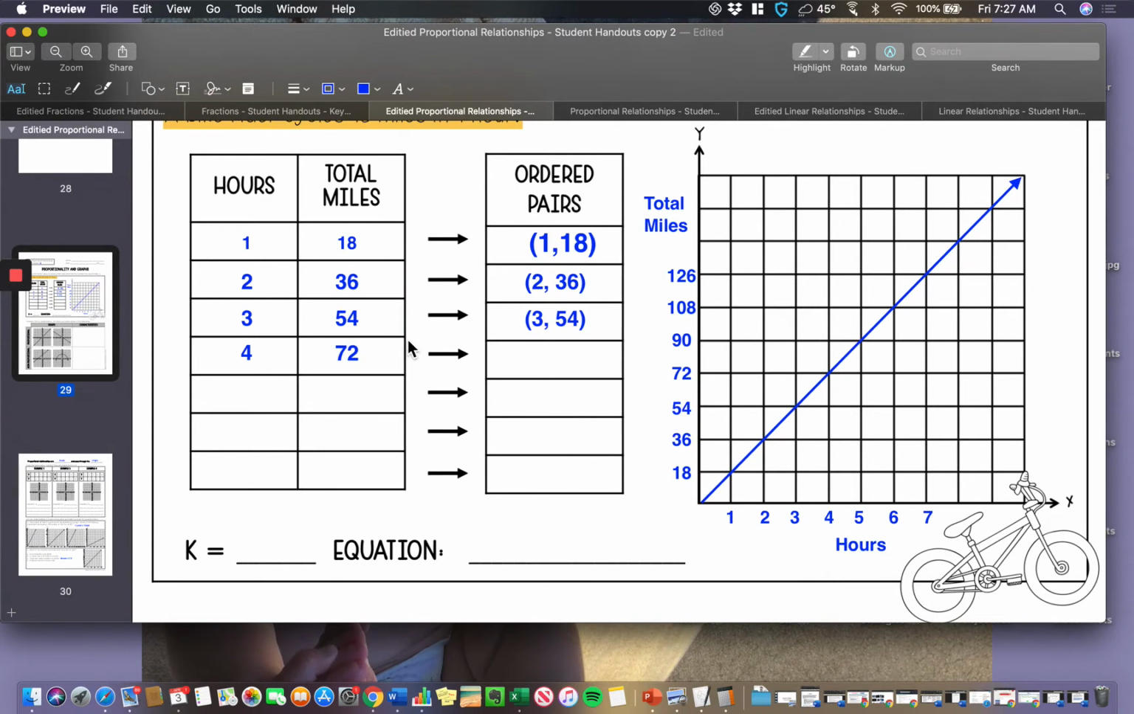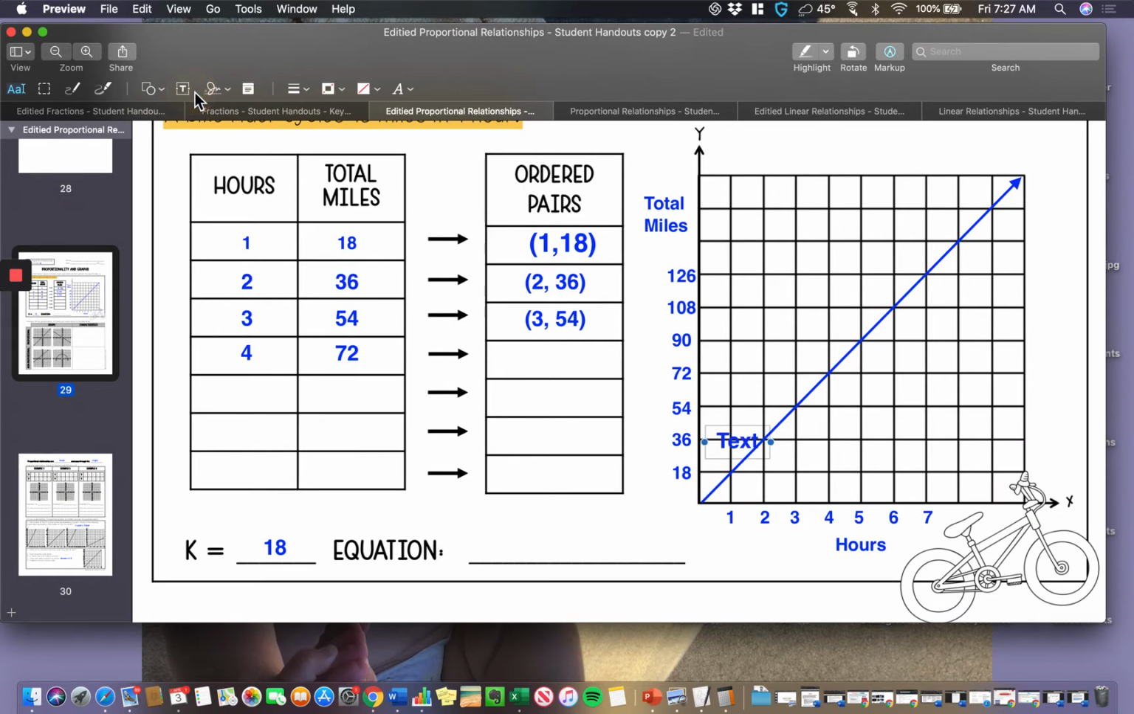Alright, so what I want you to do is fill in the rest of these blanks, okay? And now k stands for my constant, and constant is a rate, meaning how many for 1. So how many miles does it go in 1 hour? My constant here is going to be 18, because that is the rate at which the miles are increasing per hour.